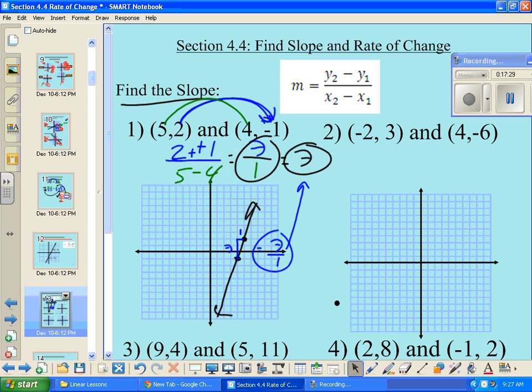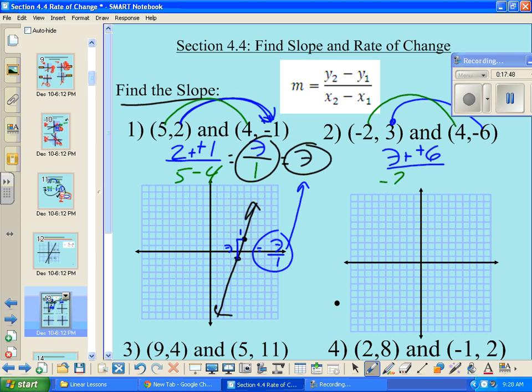I'll look at one more example here. So same thing on this one. I'm just going to subtract the y-coordinates, subtract the x-coordinates, and that should give me my slope. I'm going to say 3 minus negative 6 on the top. And again, 3 minus negative 6 means I'm going to have to chop. I'm really going to have to end up adding those two together.